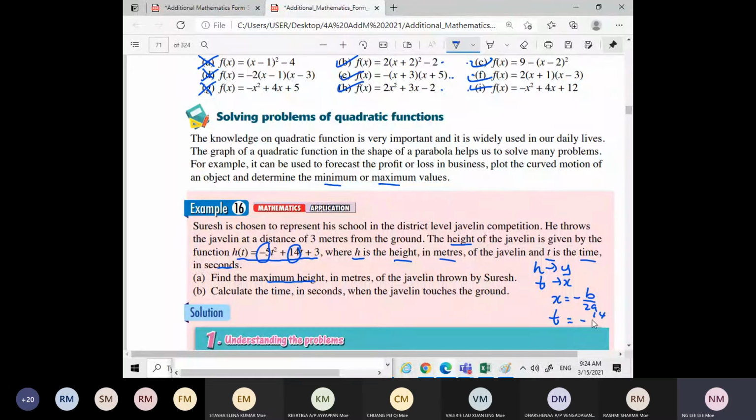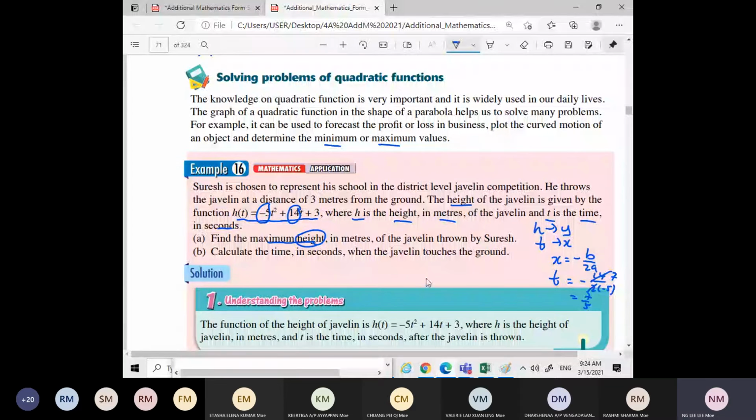So b is 14, a is -5. Negative, negative become positive. Time cannot be negative, this one can cut. So the answer is 7/5. But they want the height, they don't want the time. So very simple, you just substitute into h, when t is 7/5. What is the h?